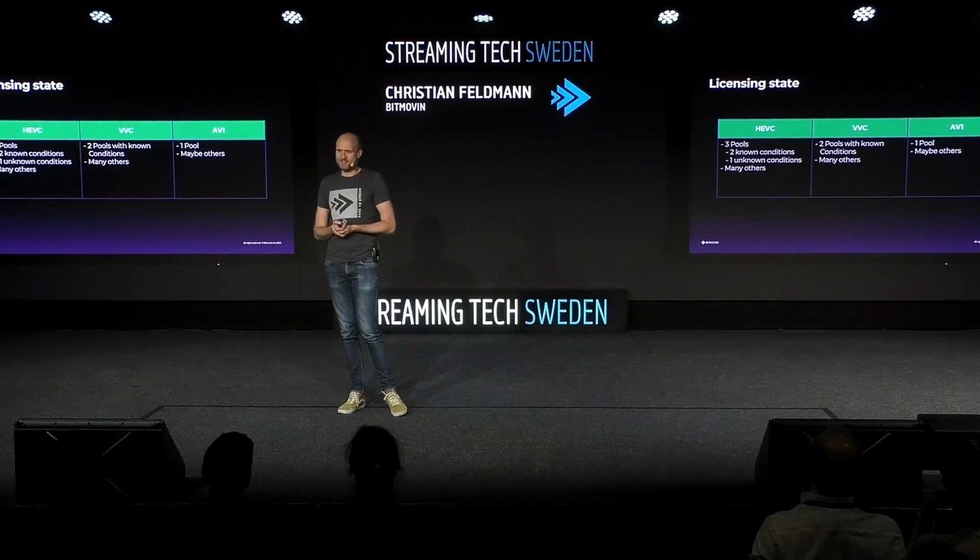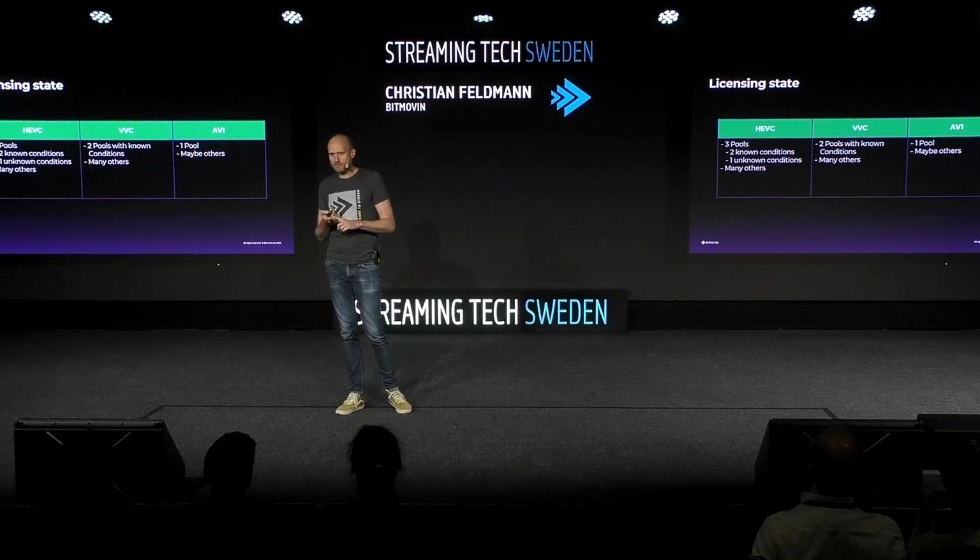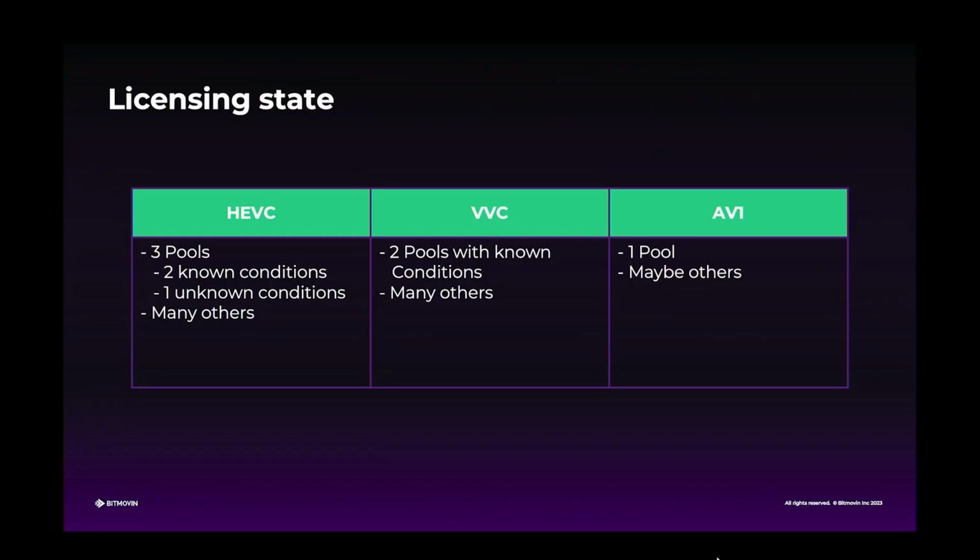So what's the current state on the licensing then? Well, for HEVC, we currently have 3 patent pools. 2 have known conditions, 1 has unknown conditions, and we do know that there's a lot of companies that have patented technologies in HEVC, but they are not selling licenses to it.